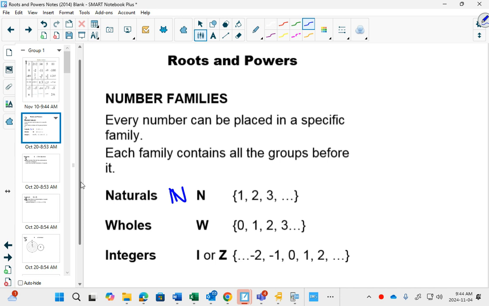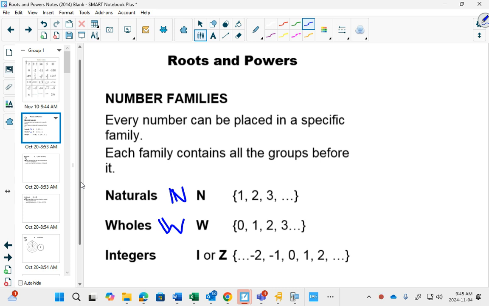But your natural numbers, those started off with counting numbers. Those are the very first numbers historically that people came to because they wanted to count things. And then the whole numbers include all of the natural numbers, and the only thing new is they add the 0.